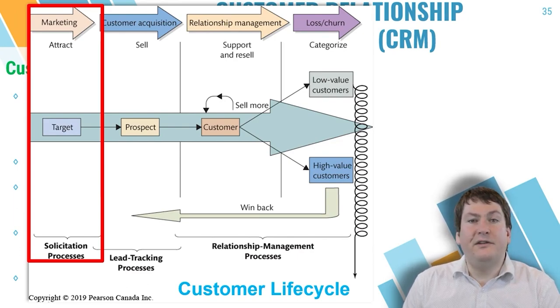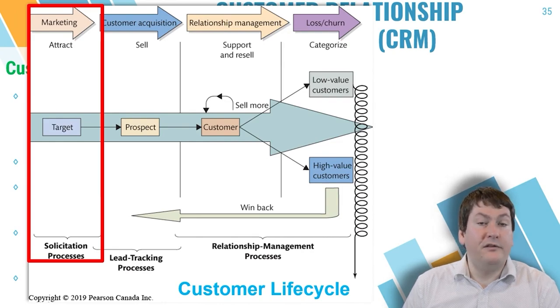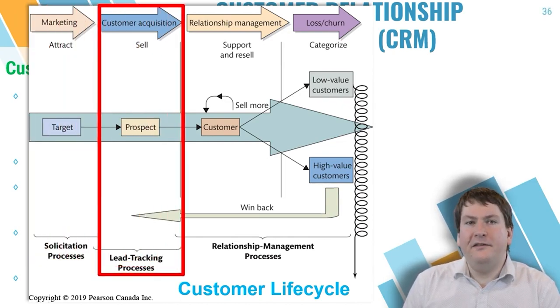This can be done by using demographic information for your existing customers and targeting advertising and campaigns at potential customers with similar backgrounds. This is why it's critical that marketing has access to data about customers from other business functions. So the next phase in this lifecycle is customer acquisition.